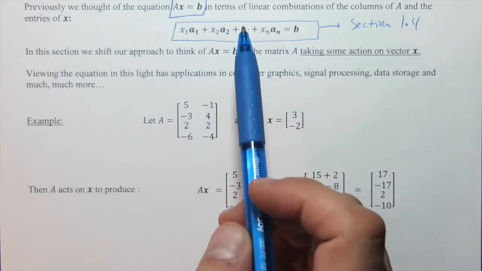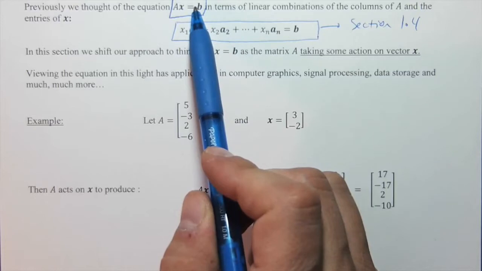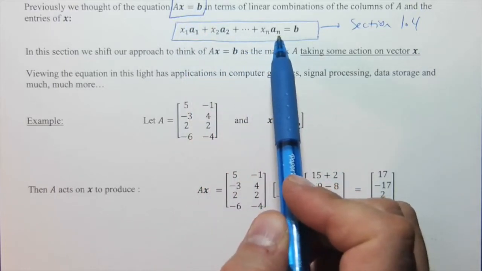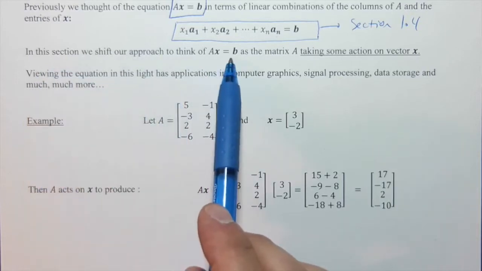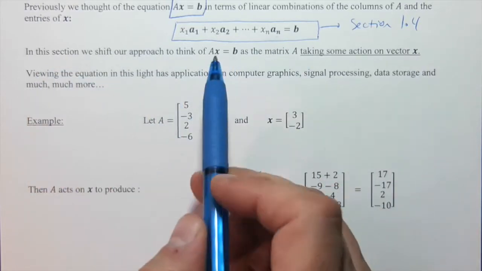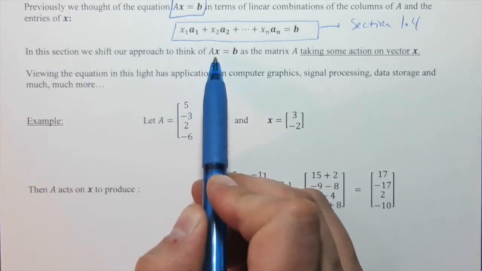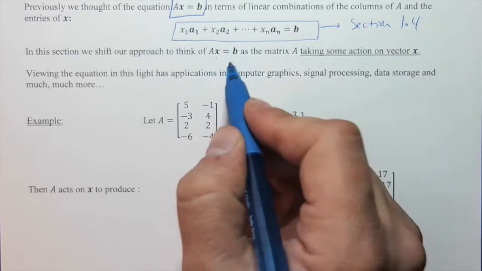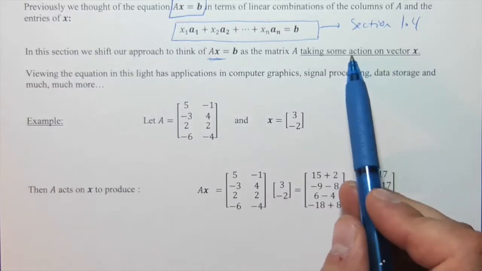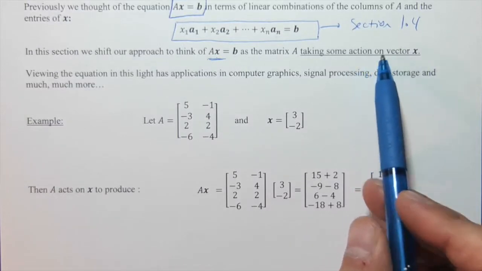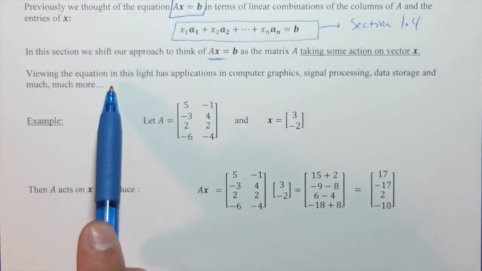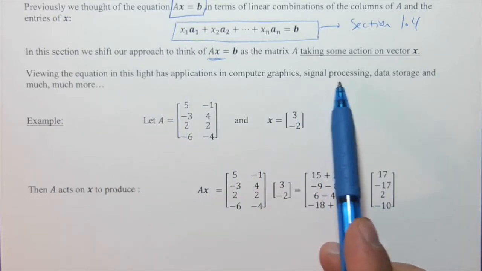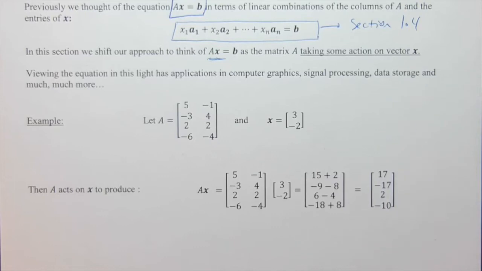When we were thinking about this, we were doing linear combinations of the vectors, but now we're shifting our approach to thinking about Ax equals b as matrix A acting on vector x and transforming it into vector b. And so in this light, we're thinking about it as an action. When you think about equations in this light, there are lots of applications in computer graphics, signal processing, data storage, lots and lots of things.